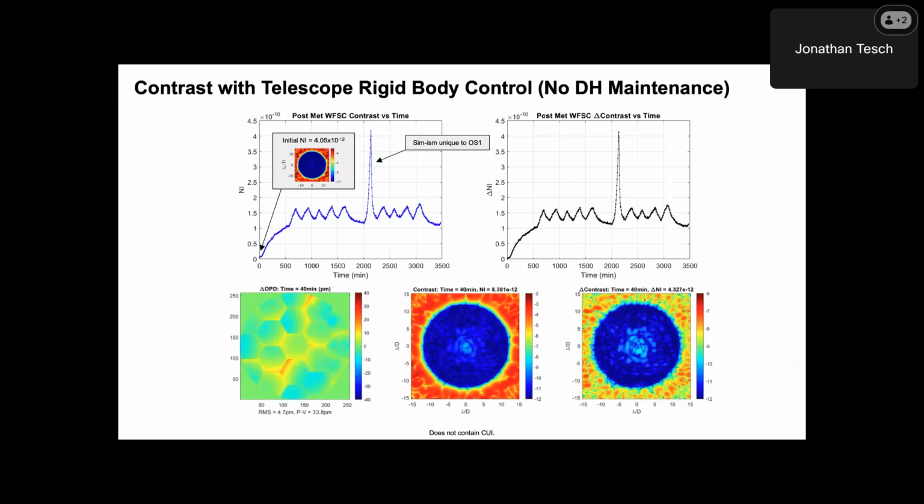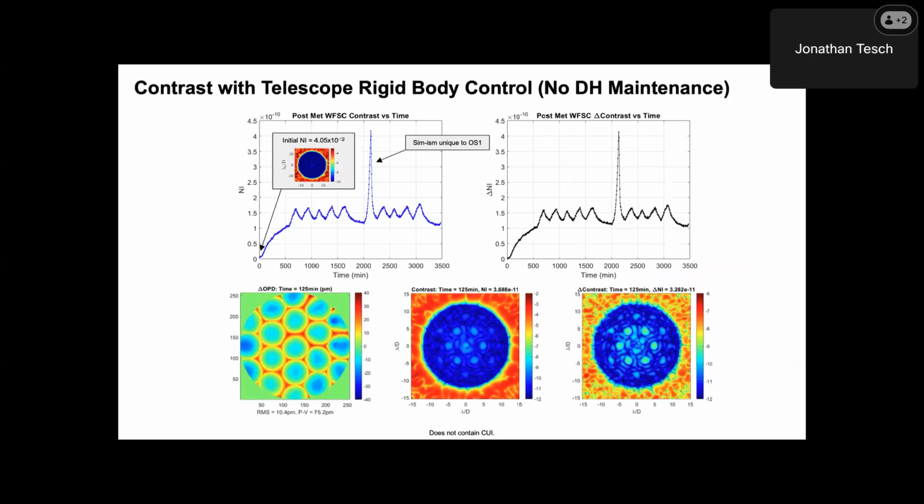And then playing that again through, so now we have a dark hole established, we can do the same thing. We can now play through the residual telescope wavefront error starting from that dark hole state, and look at how contrast evolves with time if there's no form of dark hole maintenance being performed. So if we establish a dark hole and allow the telescope to evolve with the wavefront residuals we get from the rigid body control system, this is what we get basically from that.